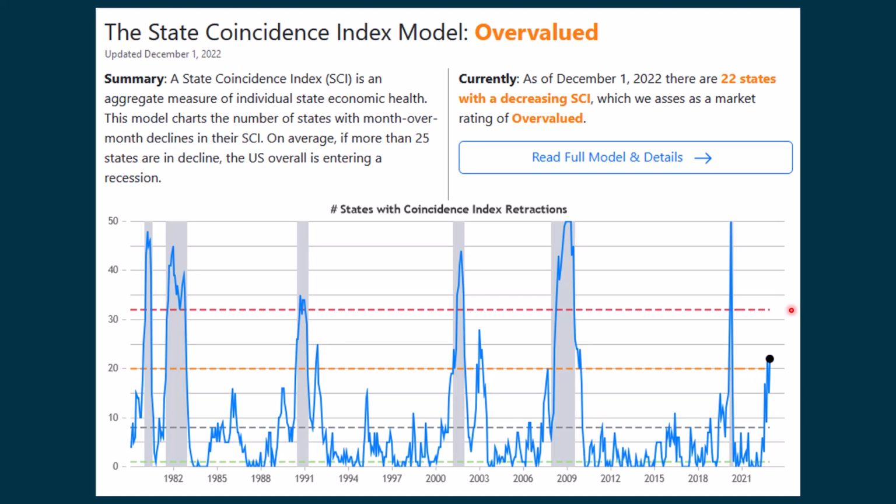Another thing we look at is the state coincidence index model. Are states overall rising in this value or declining in this value? Well, when they're declining in this value, the more that are decreasing their own state coincidence index, the more likelihood that we will run into a recession. And it says here, as of December 21st, there are 22 states with a decreasing SCI, which we assess as a market rating of overvalued. Over on the left side, they say on average, if more than 25 states are in decline, the U.S. overall is entering a recession. So we're just under that. We're at 22, where we need 25 to generally be considered in a recession.